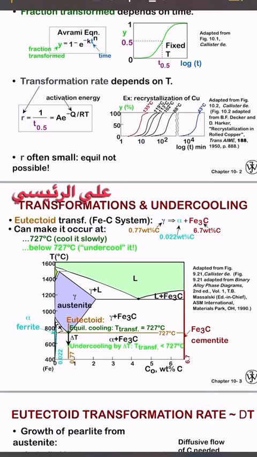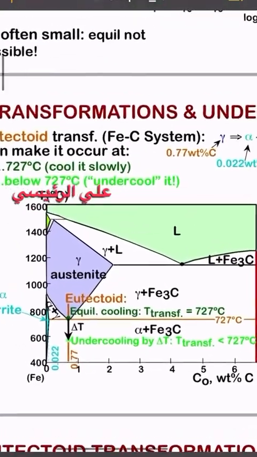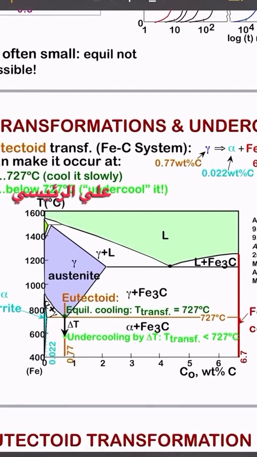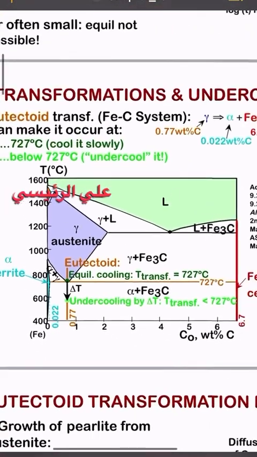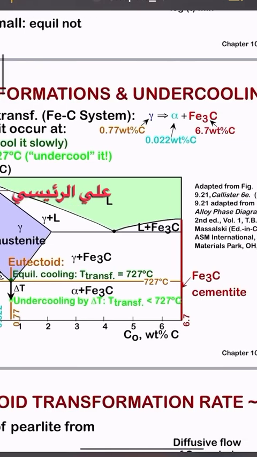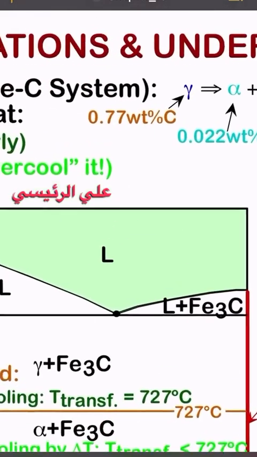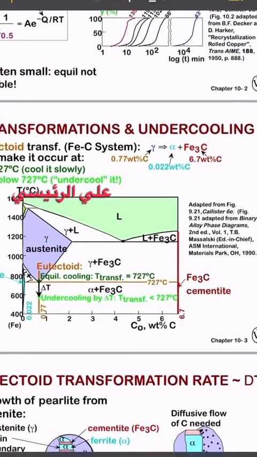When it goes down, as you see the black line, like this line, it changes to ferrite and cementite. Ferrite has a weight percent of carbon of 0.022, as you see below in the green or turquoise color, and the austenite has 0.77 weight percent of carbon.